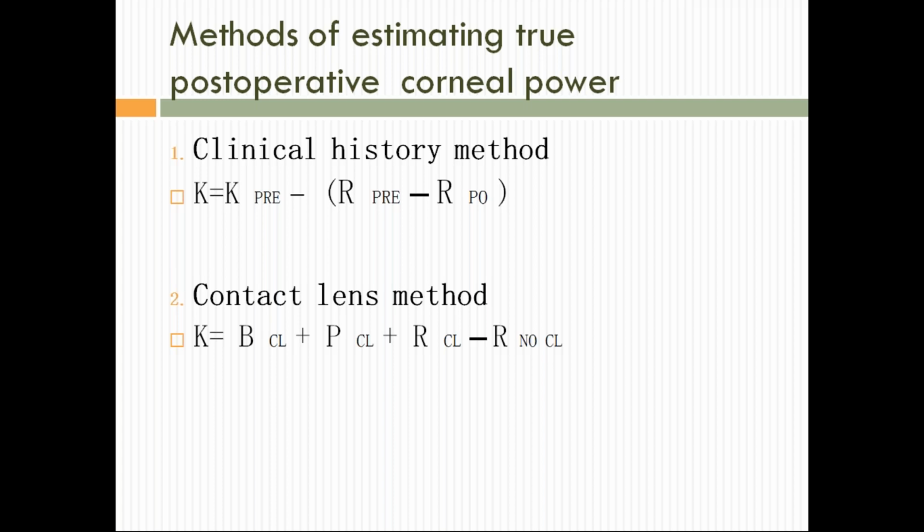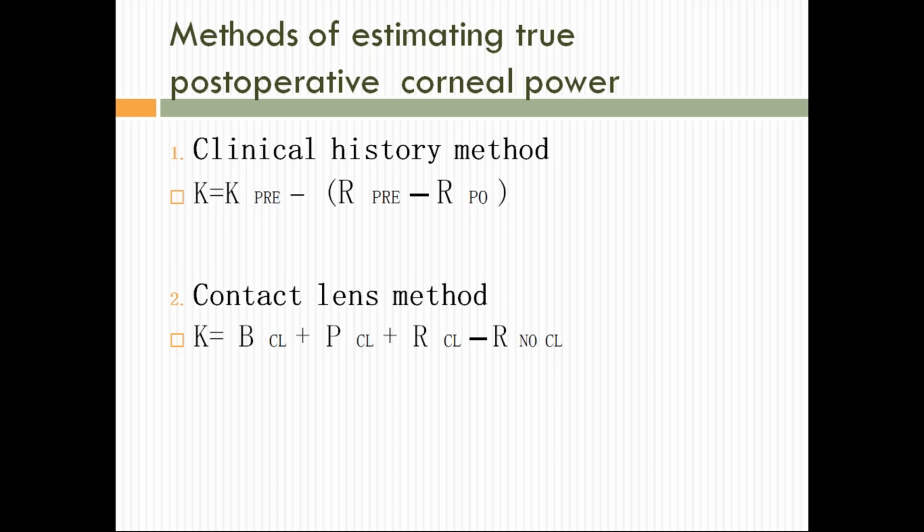The next method is the contact lens method. Here in this method, first the spherical equivalent is noted both with contact lens and without contact lens, and if the spherical equivalent with and without contact lens is found to be the same, then the K reading of the cornea is the same as the base curve of the contact lens. If a myopic shift is obtained in refraction, then the base curve of the contact lens is greater than that of the cornea by the same amount as the shift.